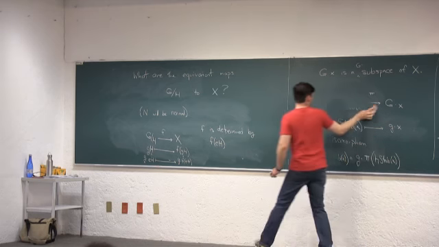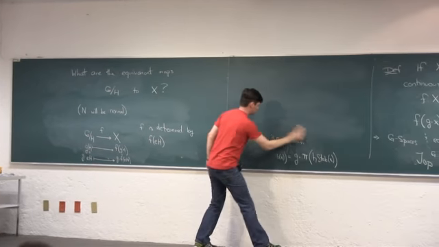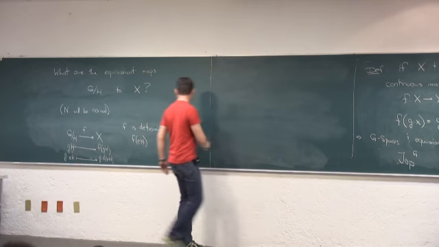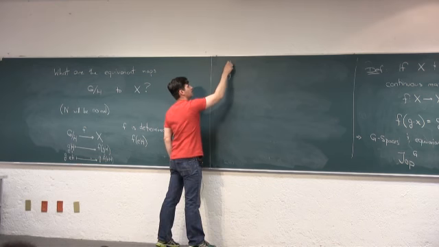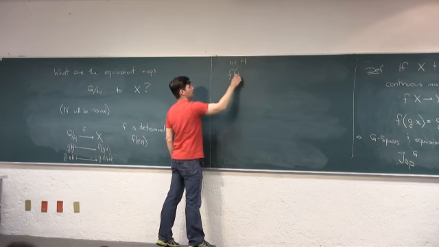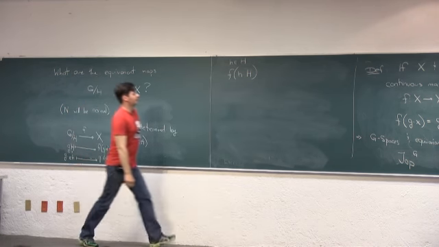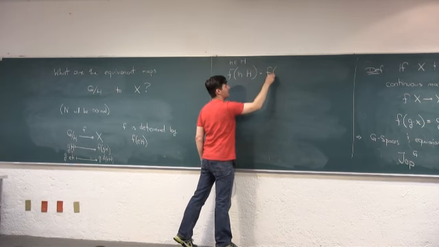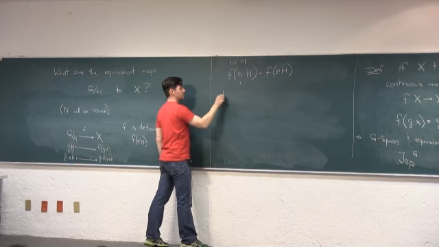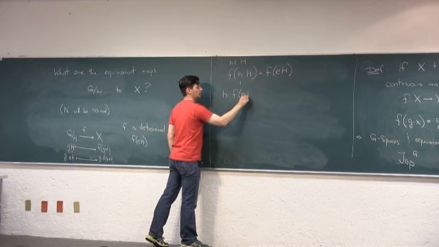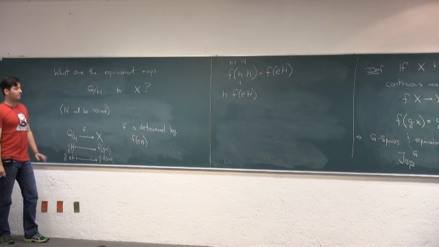Elements of H act trivially on the identity coset. So if h is in H, F of the coset of little h, well, this is the same as the coset of the identity. On the other hand, equivariance tells me this is h times F of the coset of the identity. So now I have completely specified it.